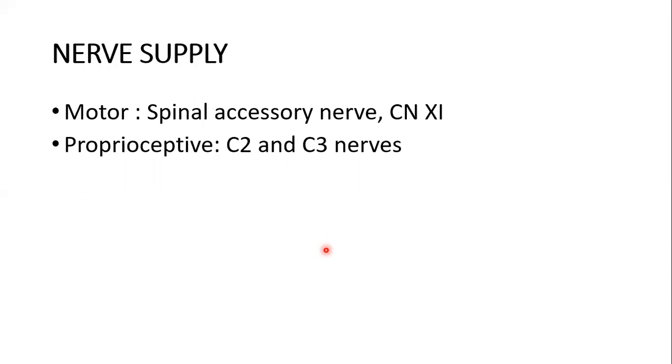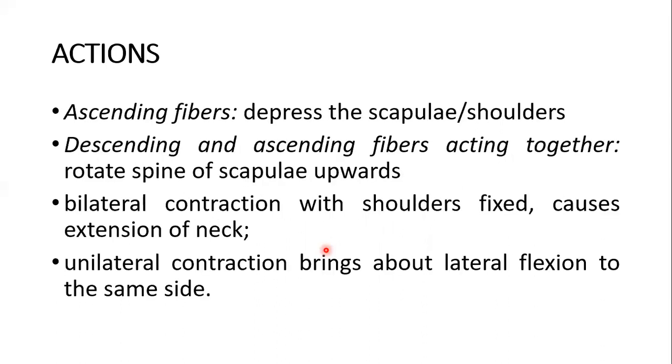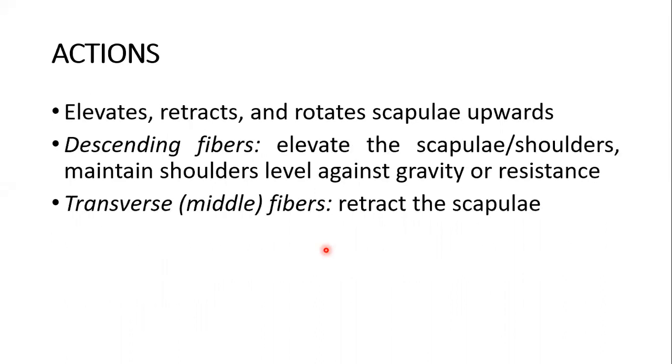So nerve supply again is same as sternocleidomastoid. Motor is the spinal accessory, and proprioceptive C2 to C3, which also carry the pain fibers. Its action is shrugging of the shoulder, so it elevates, retracts, and rotates the scapulae upwards. Accordingly, the descending, the middle or transverse, and the ascending fibers have their actions elicited. The descending fibers elevate the scapular shoulders and maintain the shoulders level against gravity or resistance. This is shrugging of the shoulder.